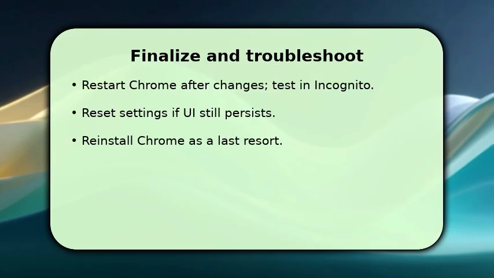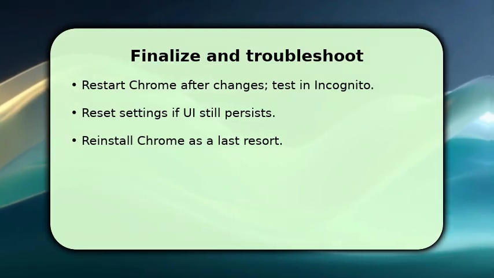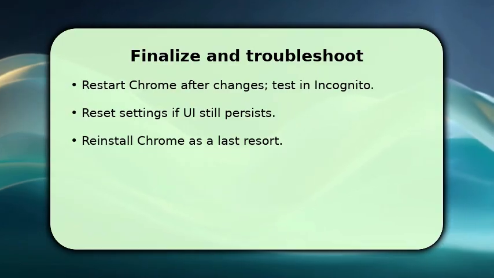If the tab remains, reset Chrome settings to default. This clears UI tweaks without deleting bookmarks. As a final step, uninstall and reinstall Chrome if the problem persists.